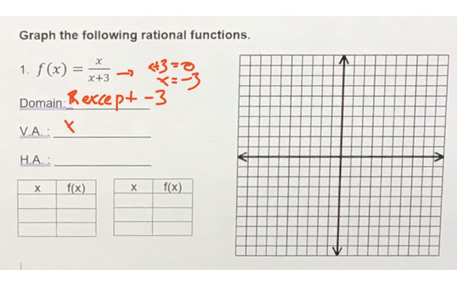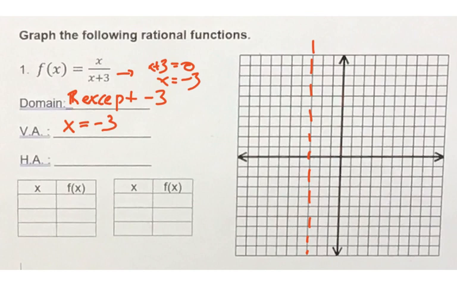Your vertical asymptote is going to be that number. So x equals negative 3. So I have a vertical asymptote at x equals negative 3. So your asymptote is like a line that your graph is just not going to cross. It's going to get super duper close.